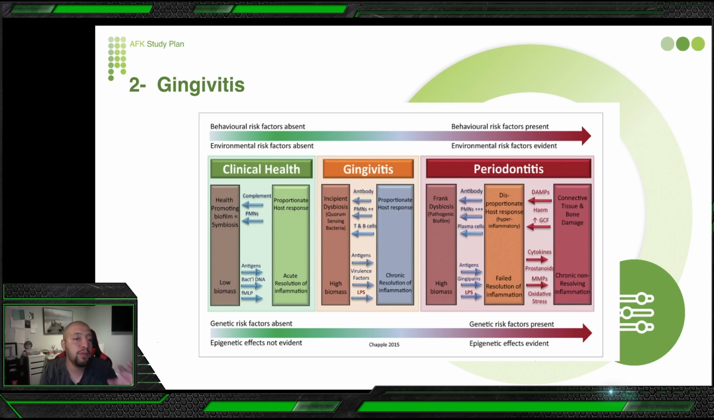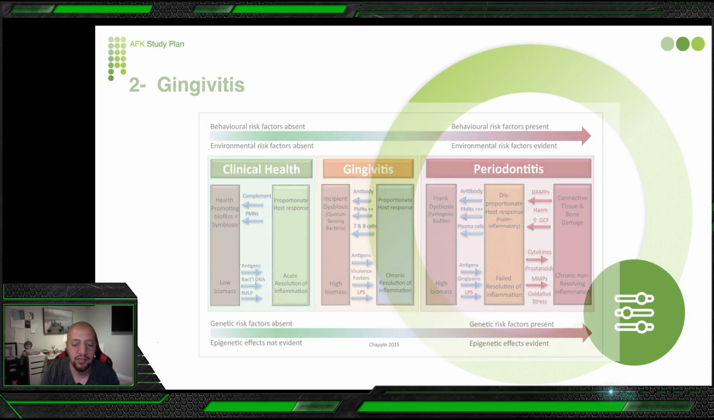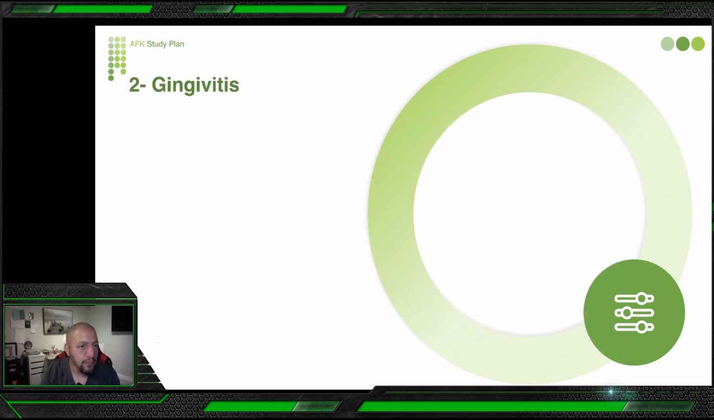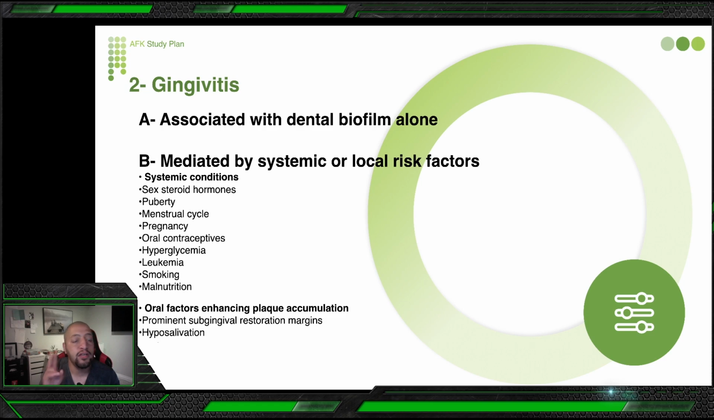We here now want to speak about the general guideline of the new classification. If you would like to know more about this one, we can make a separate video and discuss this topic. Okay? So gingivitis is associated with dental biofilm alone. You have two scenarios for gingivitis: associated with dental biofilm alone or mediated by systemic or local risk factors. And before I read it, I want you to know for sure that whatever is going to be read now is associated with dental biofilm. It's just dental biofilm alone or dental biofilm with systemic or local risk factors.